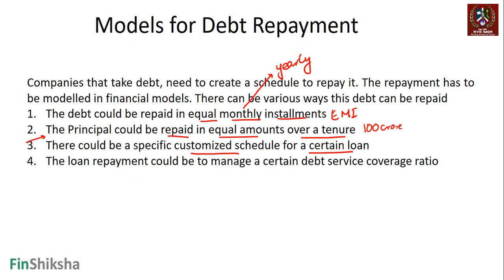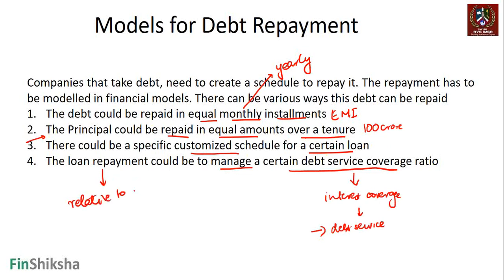That is there. And finally, there is a fourth one where the debt repayment or loan repayment could be to manage a certain debt service coverage ratio. Now, if you recall our ratio analysis, we discussed the interest coverage ratio, and briefly spoke about something called the debt service coverage ratio, but did not cover it in too much detail. We're going to look at that now, where companies look at how much loan repayment has to be done relative to the cash flow that the company has generated in that year, right?